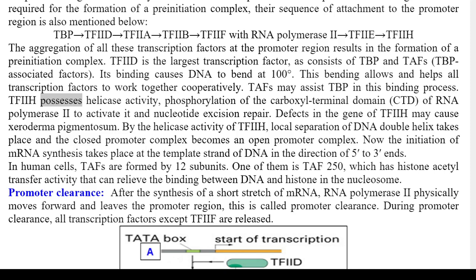TFIIH possesses helicase activity, phosphorylation of the carboxyl terminal domain, CTD, of RNA polymerase II to activate it, and nucleotide excision repair. Defects in the gene of TFIIH may cause xeroderma pigmentosum. By the helicase activity of TFIIH, local separation of the DNA double helix takes place and the closed promoter complex becomes an open promoter complex. Now the initiation of mRNA synthesis takes place at the template strand of DNA in the direction of 5 to 3 ends.